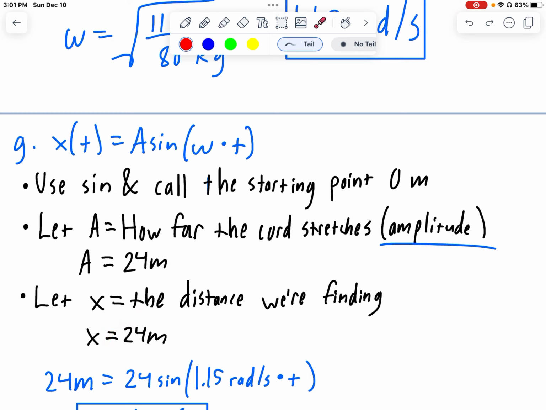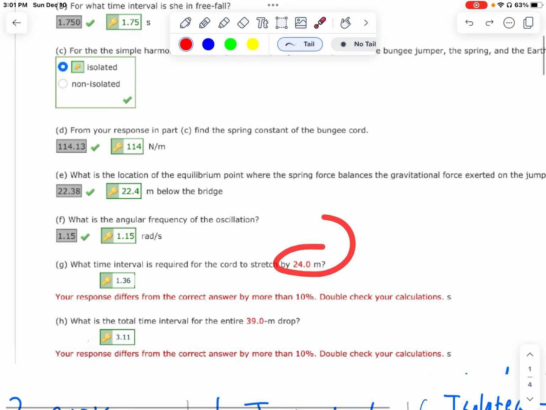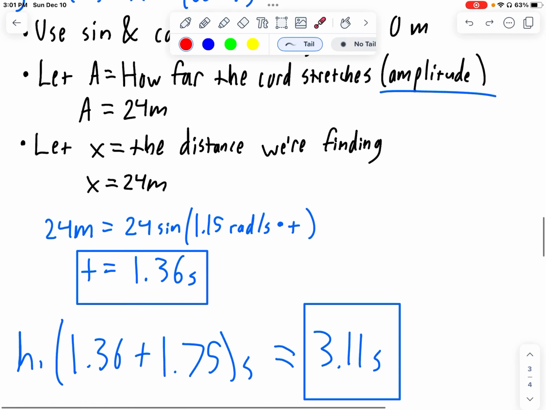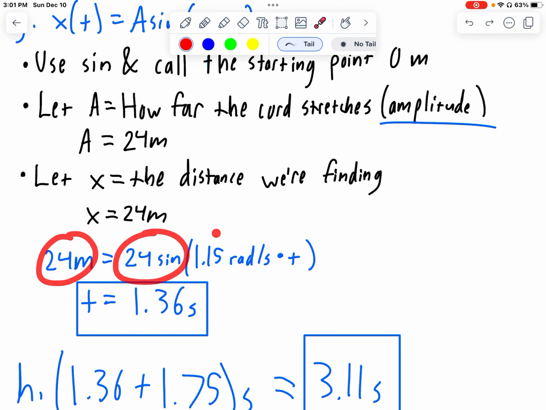So amplitude equals how far the cord stretches, 24 meters. Position equals the distance we're finding, which is 24 meters. Again, they asked for 24 meters. So then plug in 24 here, plug in 24 here, plug in 1.15 radians per second. I'm sorry, I misspoke and said this is going to be negative. It's not going to be negative, and that would give us negative time, which is not really what we want. So then time equals 1.36 seconds.